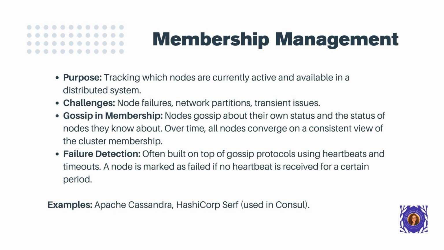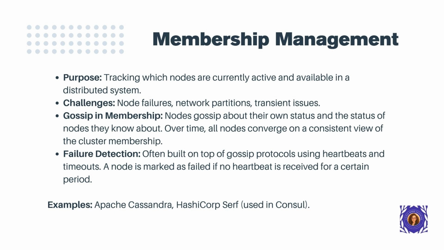Over time, this continuous, random exchange of information allows all nodes in the cluster to converge on a consistent view of the cluster membership, even if some nodes are temporarily unavailable or messages are lost. Building on this, failure detection is often implemented using heartbeats and timeouts. A node periodically sends a heartbeat message to its peers. If a node doesn't receive heartbeats from a particular peer for a defined period, it infers that the peer has failed and marks it as unavailable in its local membership list.